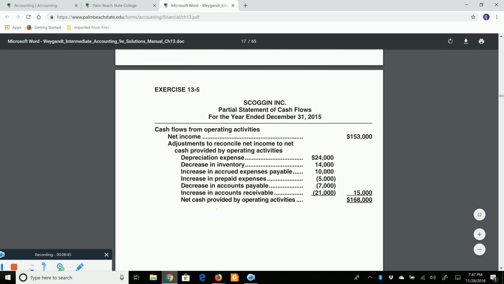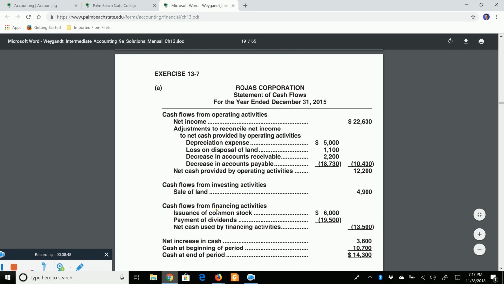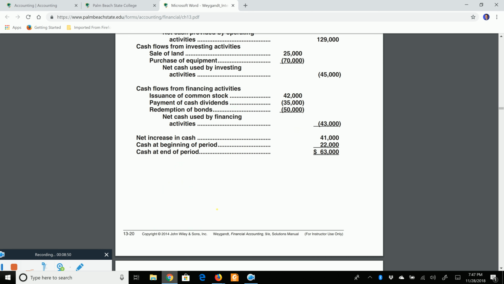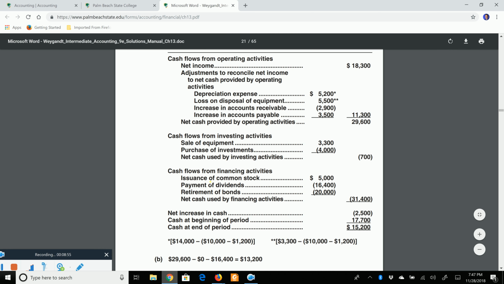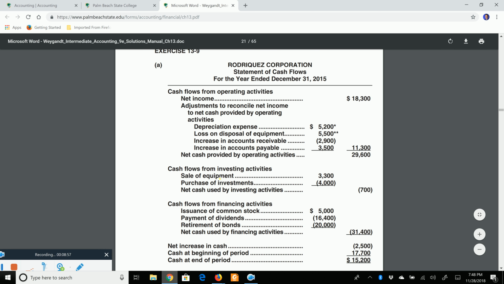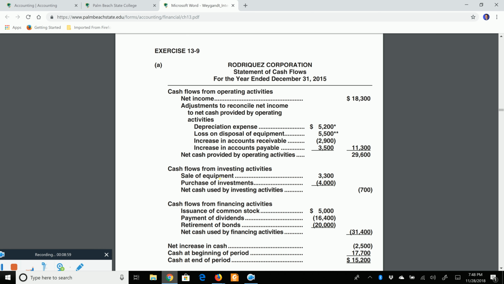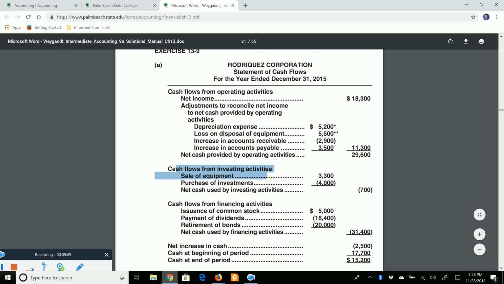All right, so exercise 13-9, getting there. So here's the end result. You can see, wow, you're like, oh my goodness, where do all these numbers come from? Well, we're going to use the indirect method. And basically the difference between the indirect method and the direct method is only in the operating section. The investing section and the financing activity section are the same for indirect and direct. The only difference is the operating section.